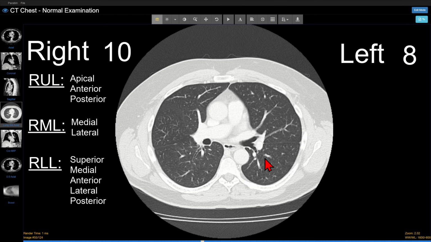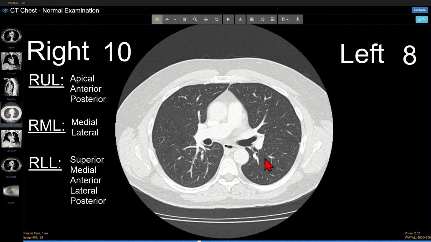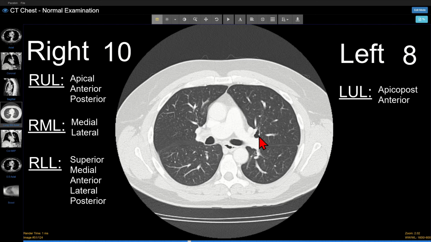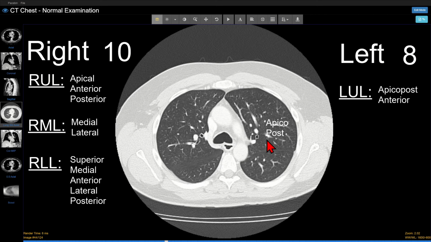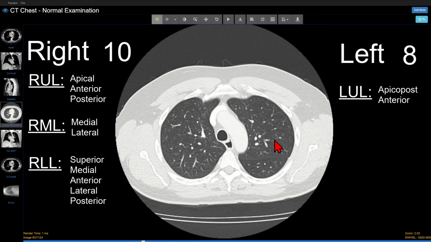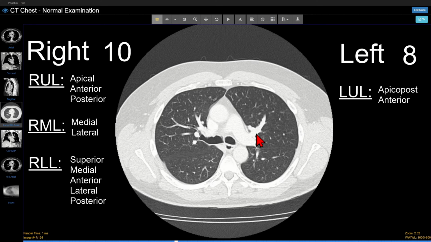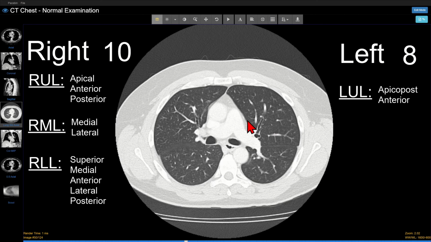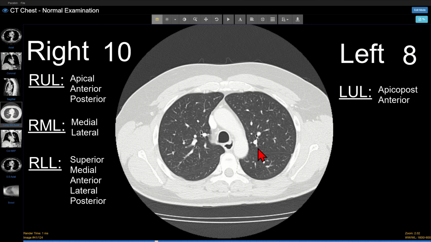The left is split into 8 segments with a few differences from the right. So the left upper lobe, basically you're just combining the apical and posterior segments. So you have the apico-posterior segment, and then you also have an anterior segment. So anterior is here, and apico-posterior is all of this.